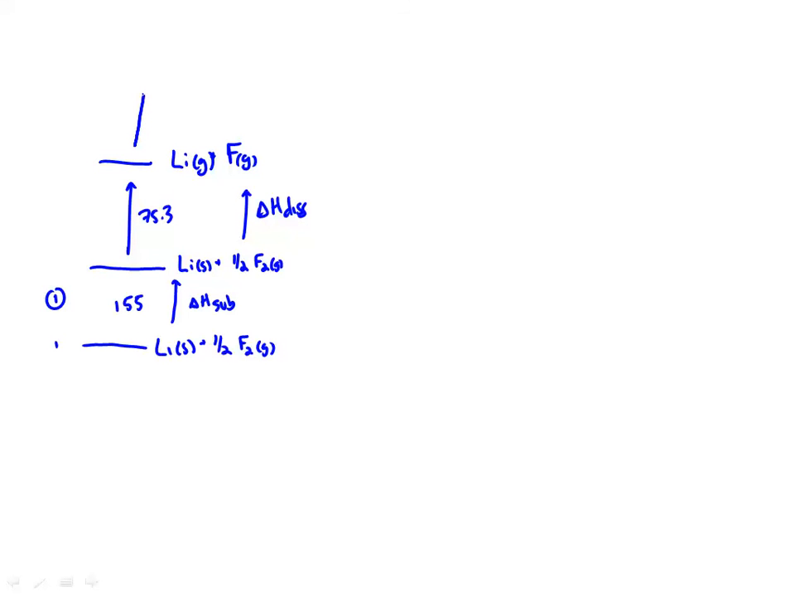Then I've got lithium gas going to lithium plus and an electron. That's my delta H for my ionization energy. That's plus 520. So notice I keep going up and up and up in energy. Now I have to go the opposite direction. So now I'm going to go down in energy.